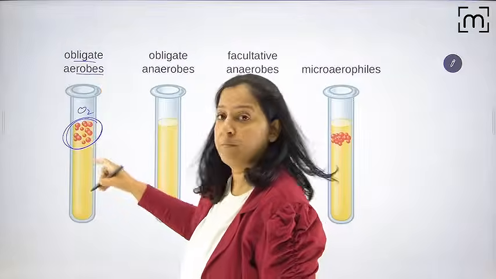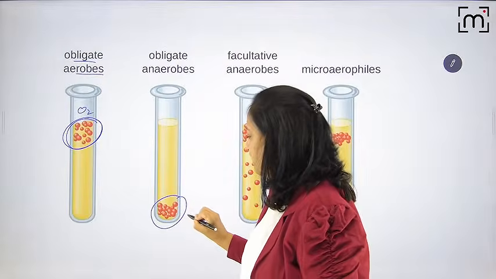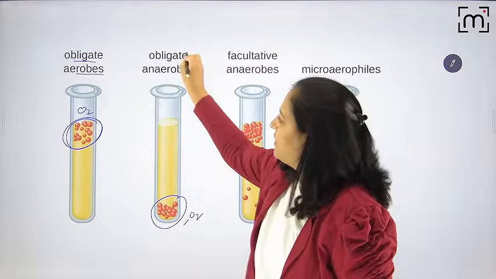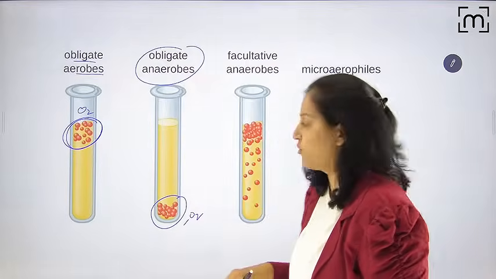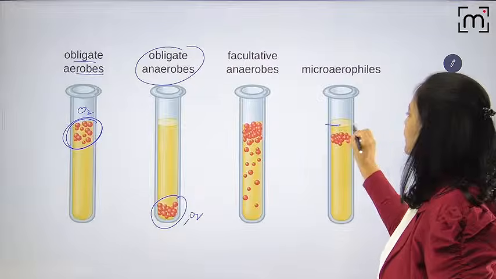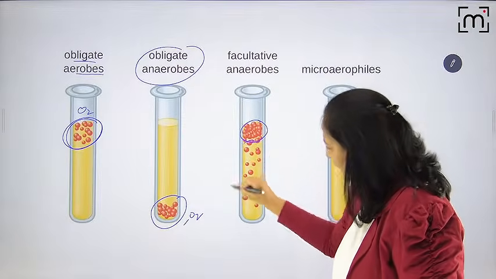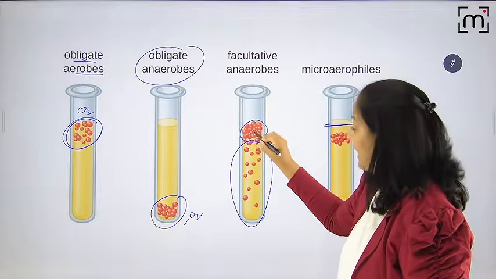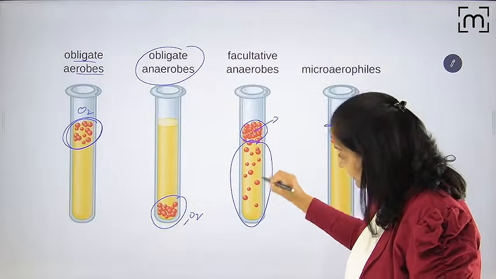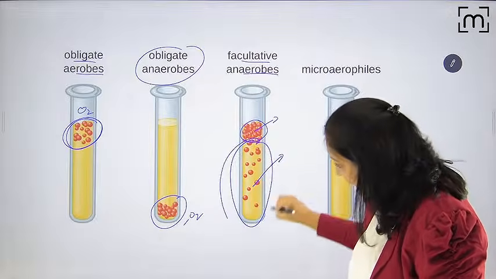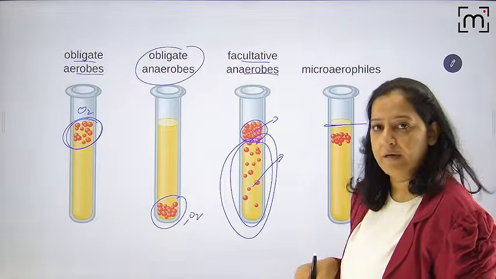Here they are growing at the bottom, where minimum oxygen is there. They are growing in absence of oxygen at the bottom. So they are obligate anaerobe. Here they are growing mostly at the top, but they are growing on the lower side also. So they like to be aerobe, but they are adjusting anaerobically. So they are facultative anaerobe. Yes or no?